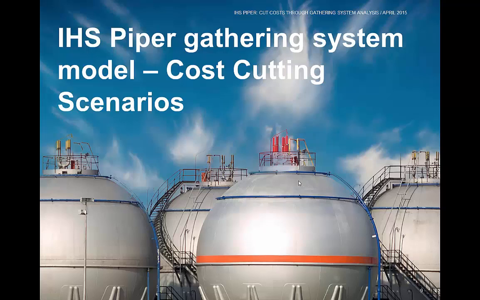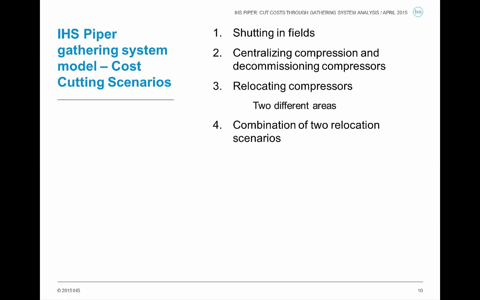What we're going to do next is look at several cost-cutting scenarios that we can test using Piper. And there are 4 that we're going to focus on. The first one is shutting in fields. So if we shut in wells in specific locations, do we realize a cost savings? And what impact does that have on our future forecasting? We're also going to look at centralizing compression and decommissioning some compressors in the field. We'll investigate relocating compressors, and we have 2 different scenarios that we're going to look at. And lastly, we're going to combine those 2 different relocation scenarios.